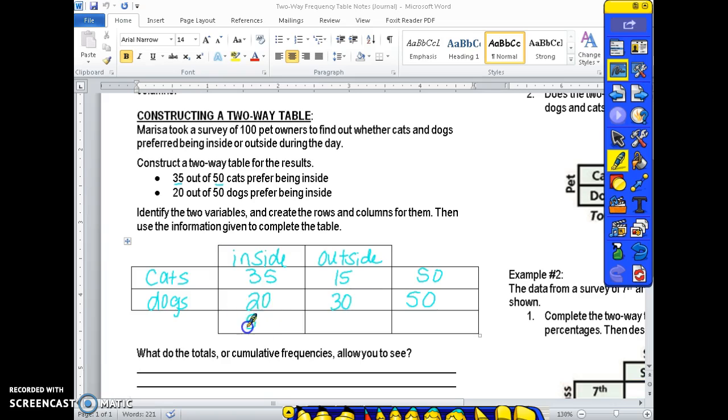There's a total of 55 pets, 35 plus 20, 55 pets prefer being inside. 15 plus 30 is 45 prefer being outside. And there's a total of 100 pets. 50 plus 50 is 100, 55 plus 45 is 100. What do the totals or cumulative frequencies allow you to see? It allows you to see how many pets like being outside. To see the total.